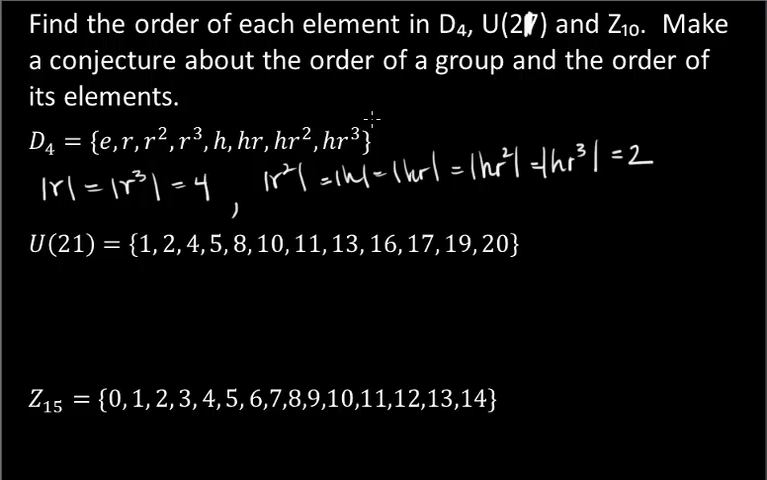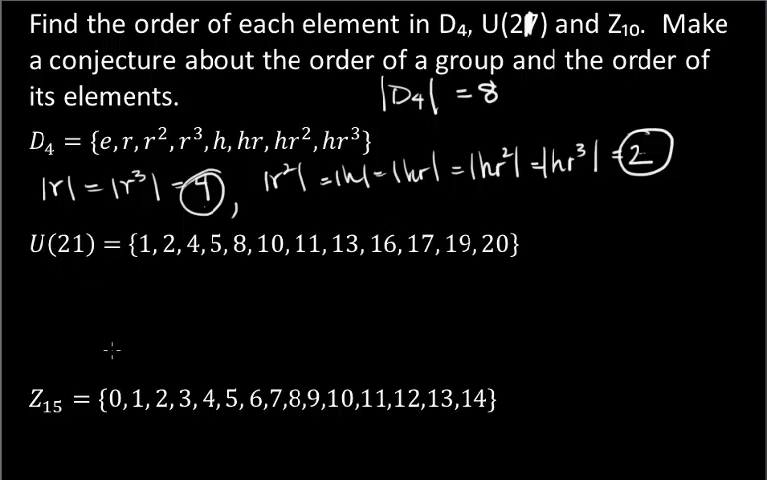Notice that we have elements of order 2, and we have elements of order 4, and the order of D4. Now, when we say the order of a group, we mean something different. Same notation, but we mean the order of D4 is the number of elements in the group. So the order of D4 is 8. Notice that the order of the elements, 2 and 4, both are divisors of 8.